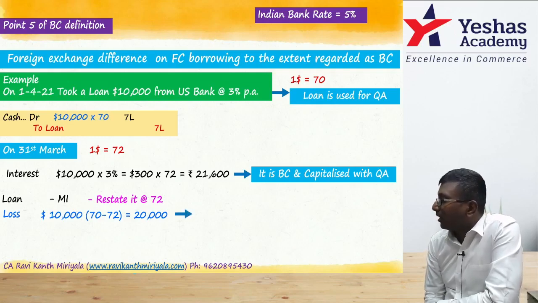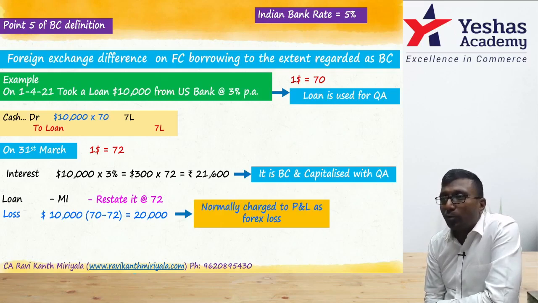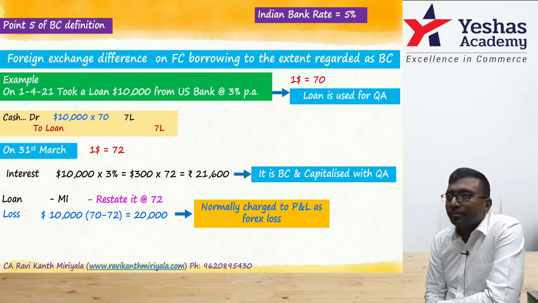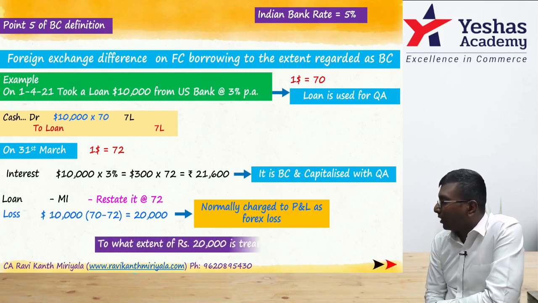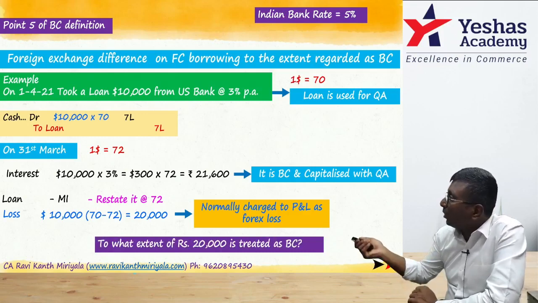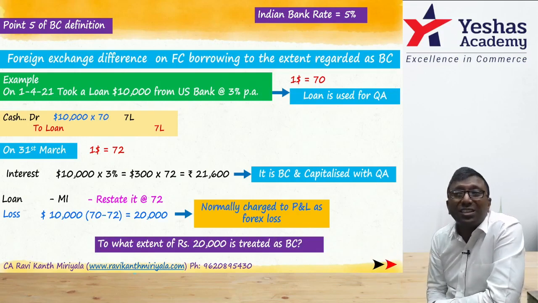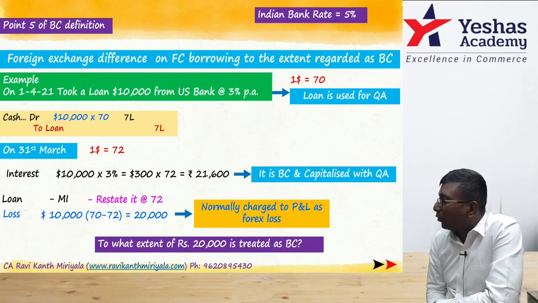That's what. See, normally what we will do? Normally it would have been charged to P&L in the general case. If it is a foreign exchange loss or gain, it will go to the forex gain or loss account, which will be transferred to P&L. Correct? Exactly. Now the question is, 20,000 is the foreign exchange loss. He said, to the extent. To what extent? Out of 21,600, 21,600 fully capitalized.